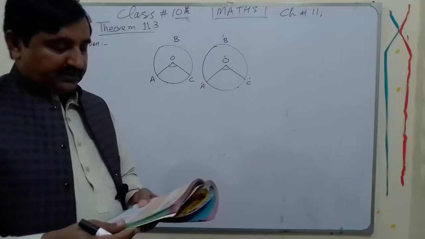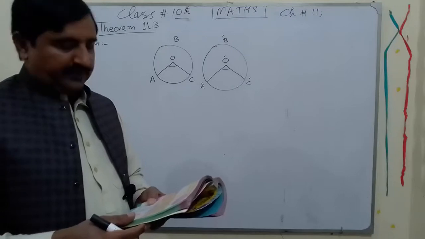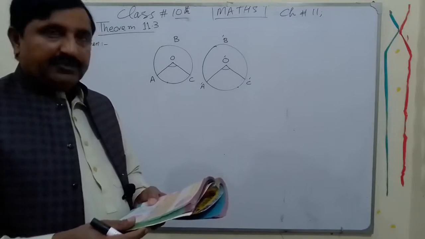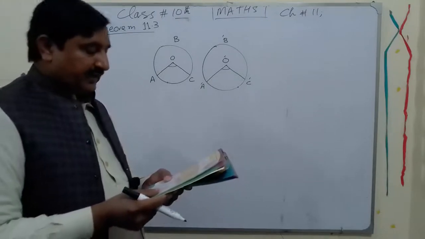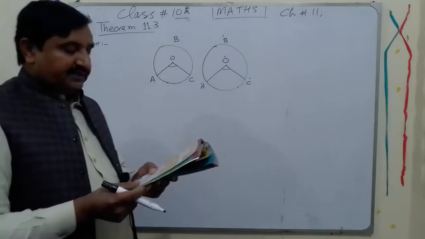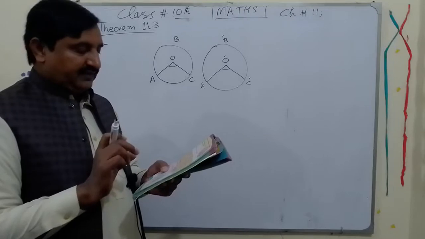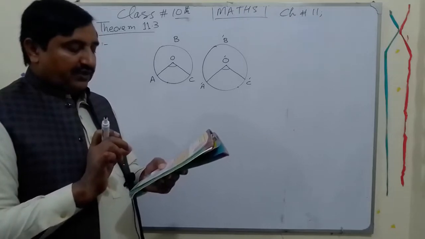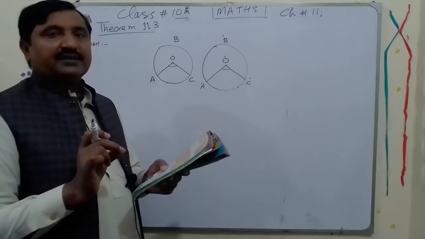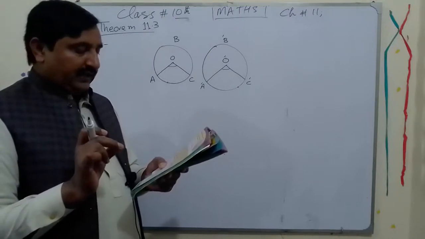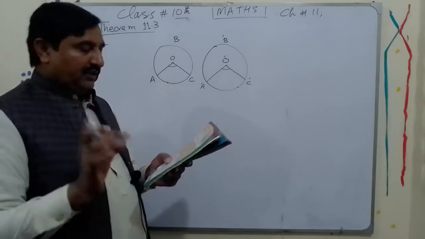Boys, our lecture today is about Theorem 3 of Chapter 11, Class 10th. Theorem 11.3 says that equal chords of a circle (written in brackets, 'or of congruent circles') subtend equal angles at the center of the circles. Equal chords of congruent circles subtend equal angles at the centers of the circles.